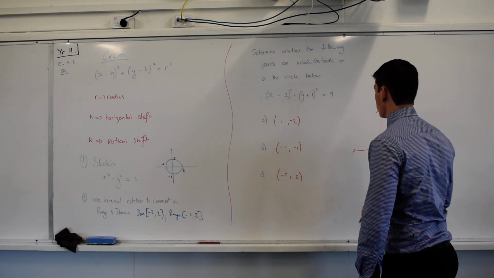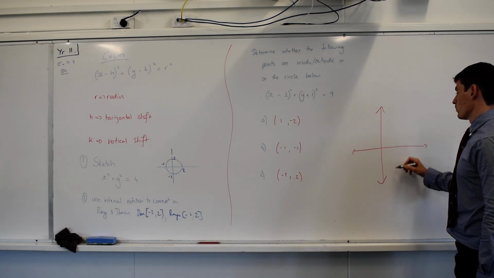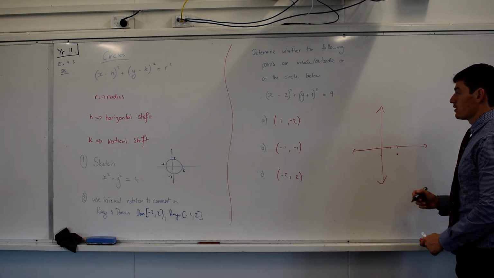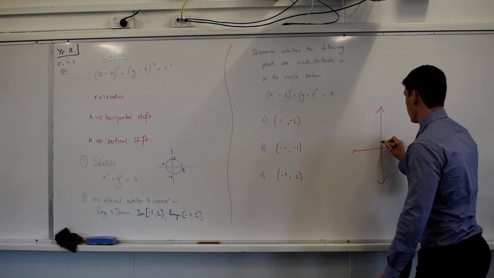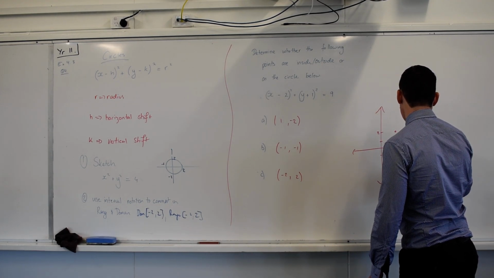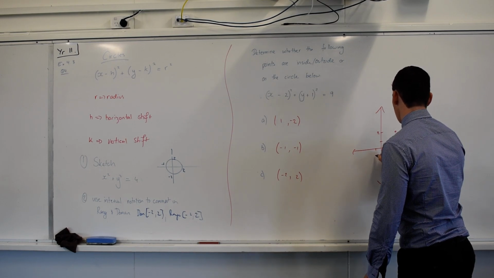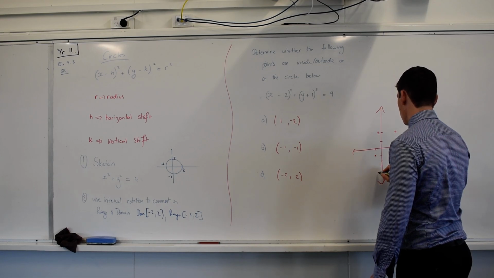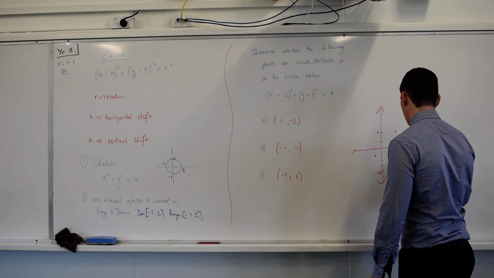So where's the centre of my circle going to be? 2, -1. Positive 2, -1. So that's the centre of my circle. What's the radius? 3. So I should have my circle going up to the point 2. I should have my circle going across to the point 5, -1, so I should have a point there and a point there, and then down to -4. Cool?